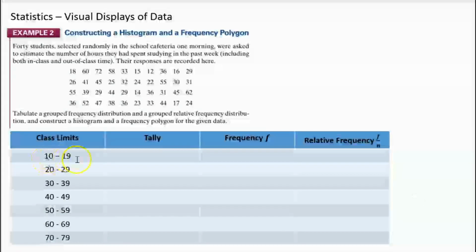So we're going to take a look between 10 and 19. How many do we have? Between 20 and 29, how many do we have? See where I'm going with this? 30 to 39, 40 to 49, 50 to 59. Let's start counting so you can see.